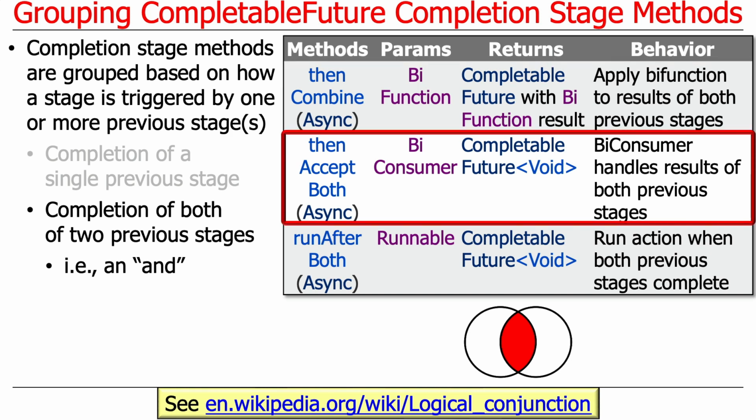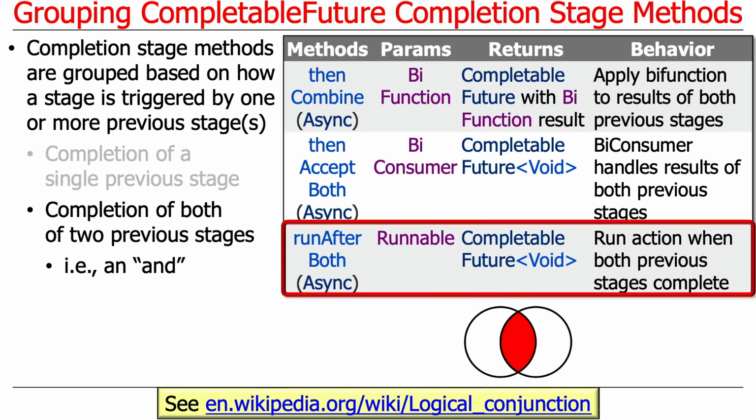There's one called thenAcceptBoth, which takes a bi-consumer as opposed to a bi-function, does not return a value, it returns a completable future of void. And again, the bi-consumer will handle the results of the previous stages. And then finally, there's another one called runAfterBoth, which is going to take a runnable, and it will run an action when both of the previous stages complete. It also does not return a value. As before, there's non-async and async versions of these methods.